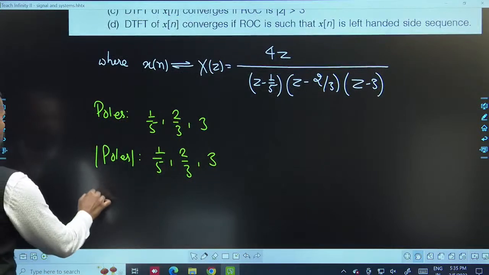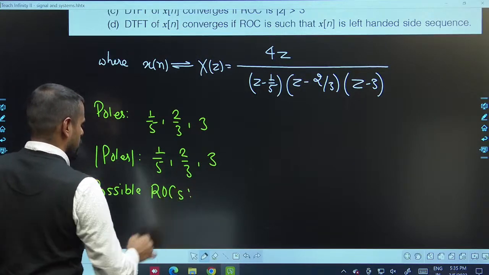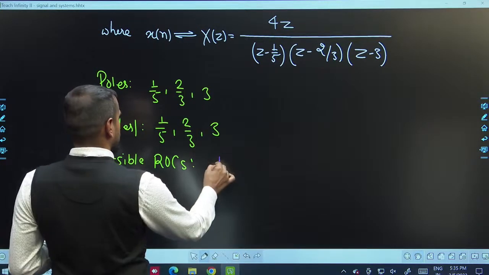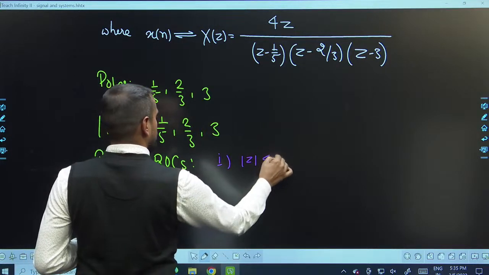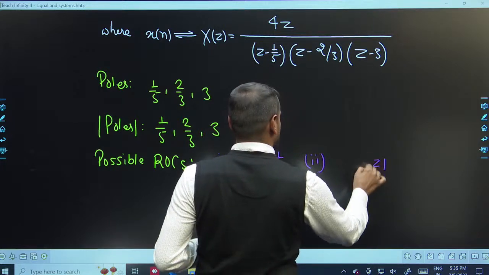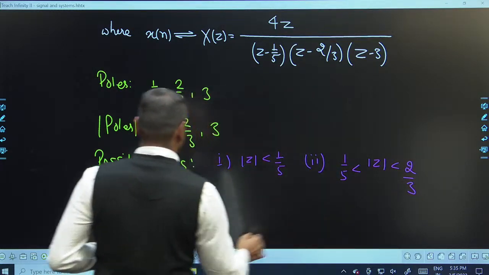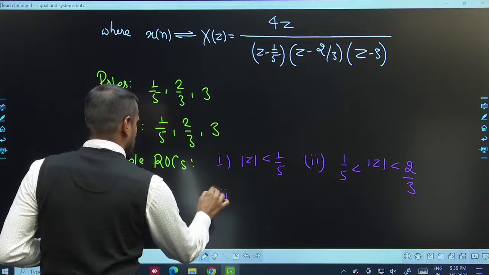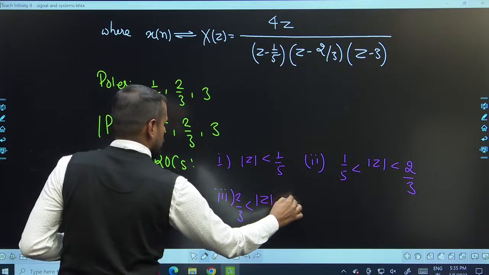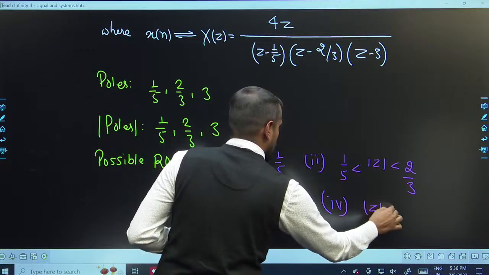अब यहाँ से अगर आप पॉसिबल ROCs लिखते, तो पॉसिबल ROCs आप 4 लिख सकते हैं. फर्स्ट पॉसिबल ROC इज mod z less than 1/5. Second possible ROC when mod z is between 1/5 and 2/3. Third possible ROC when mod z is between 2/3 to 3. और फोर्थ पॉसिबल ROC mod z greater than 3.